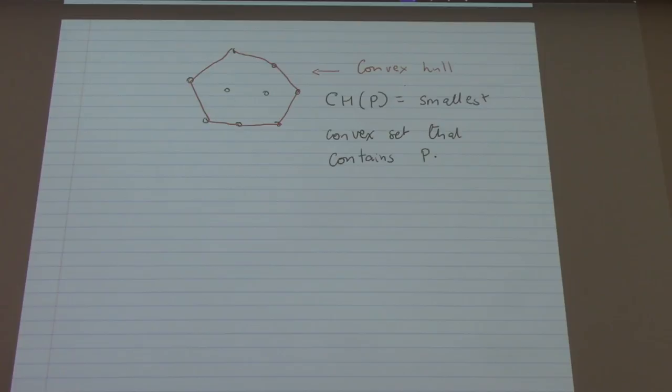And you can show that if your set consisted of a set of points, then the convex hull will be a polygon. It won't be something weird. It won't have curves, it will be this bunch of straight lines. Okay? So is the definition of a convex hull clear?